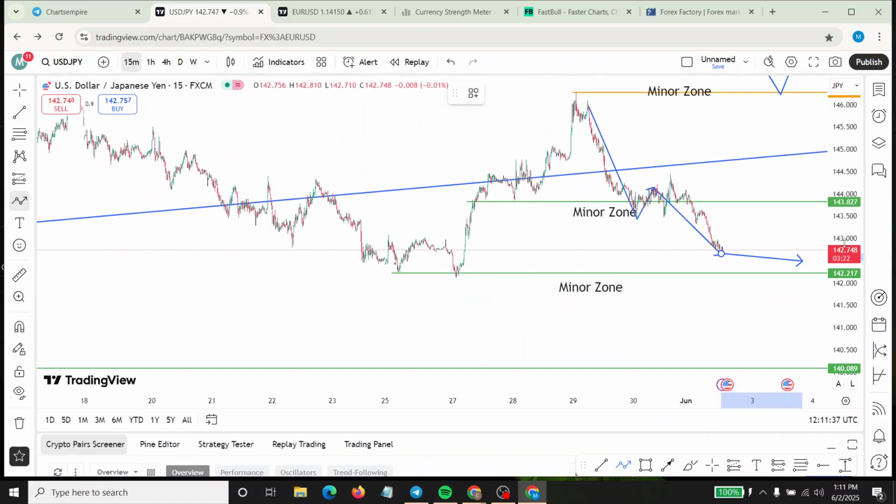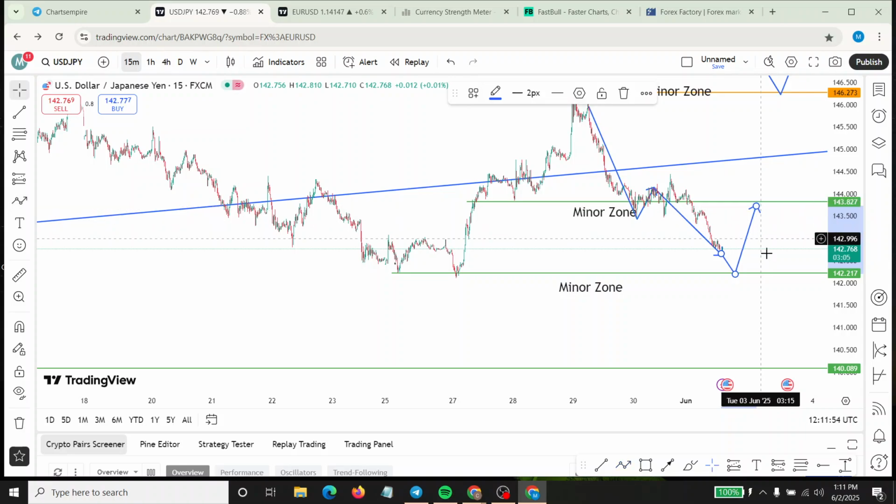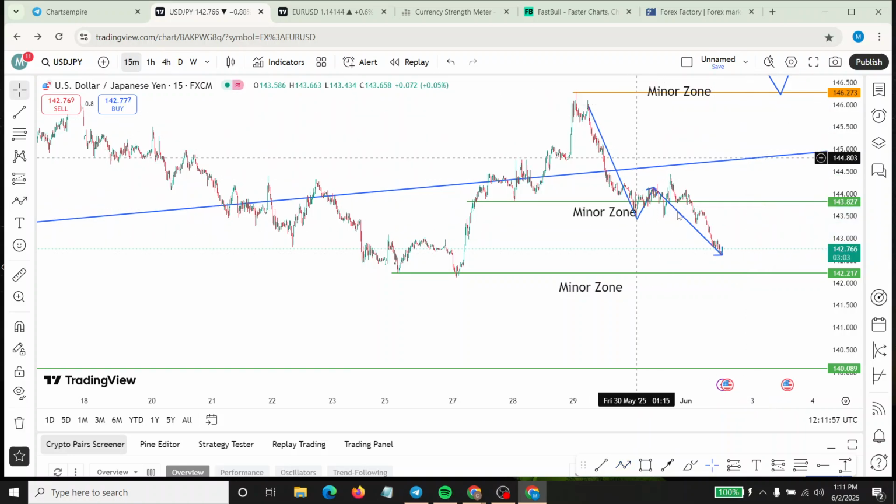Like we explained in the last class, when the market reaches this minor zone, two things will happen. It's either we experience a breakout or we hold that level.